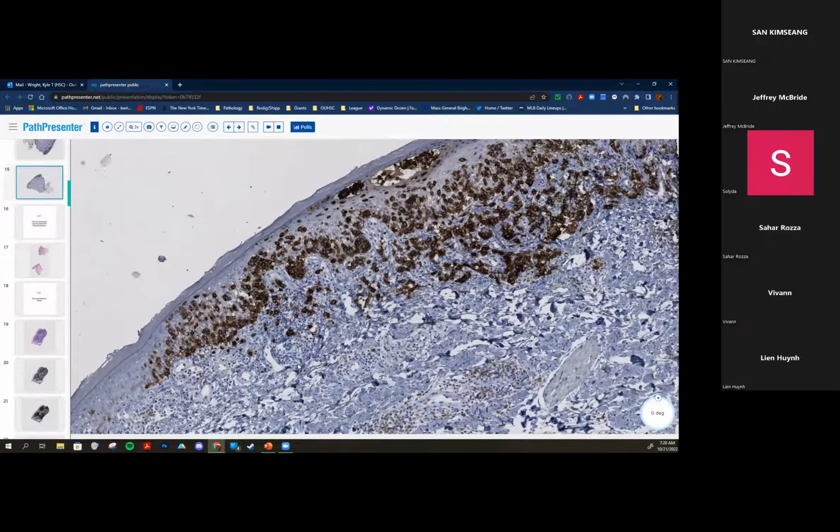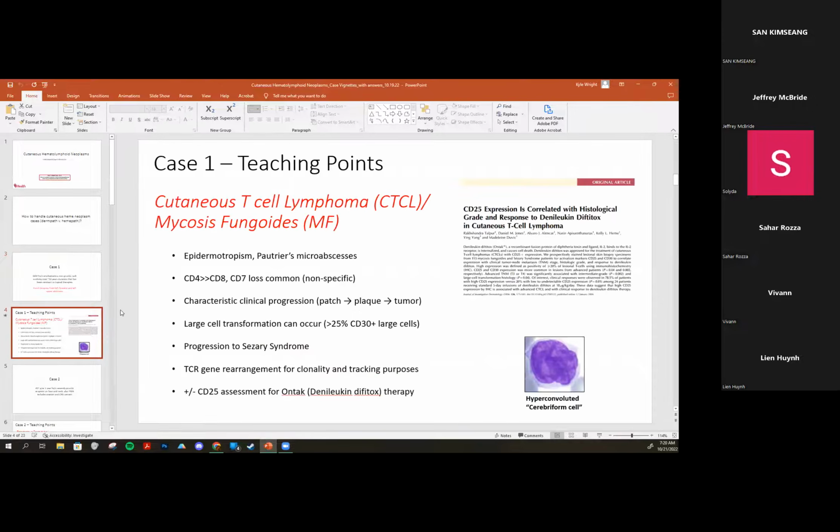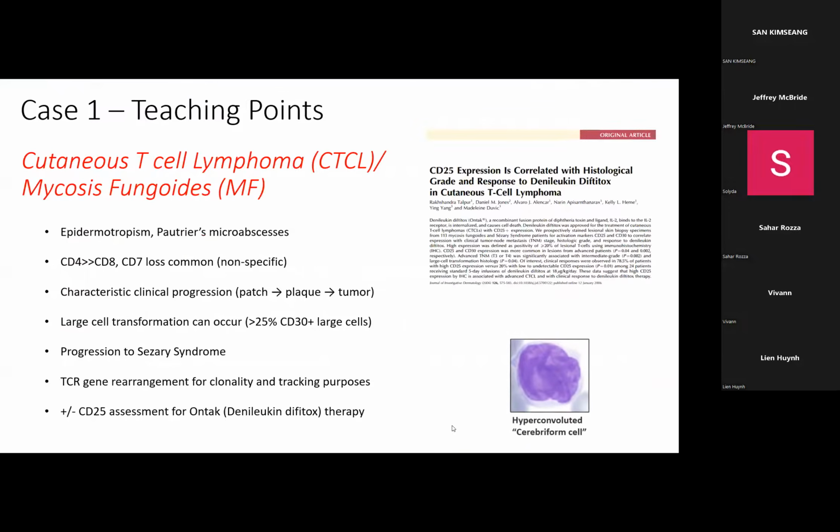So this is actually a fairly straightforward case of cutaneous T-cell lymphoma or mycosis fungoides. This is far and away the most common cutaneous hematolymphoid neoplasm that we see. It's characterized by this marked epidermotropism of T cells. That's because they express an integrin pattern that allows them, after ingress into the superficial dermis, to migrate into the epidermis, and formation of these Pautrier microabscesses.